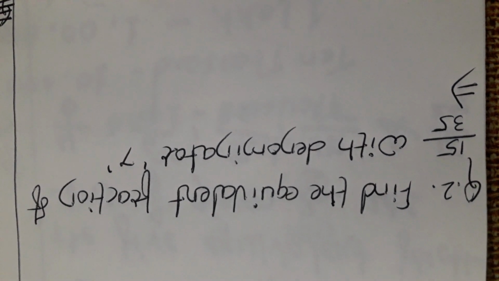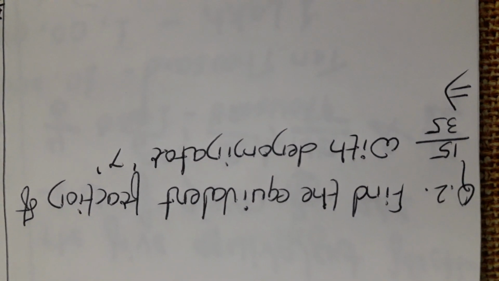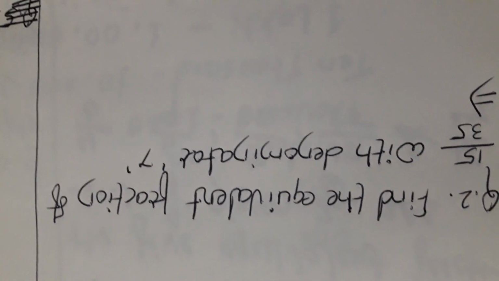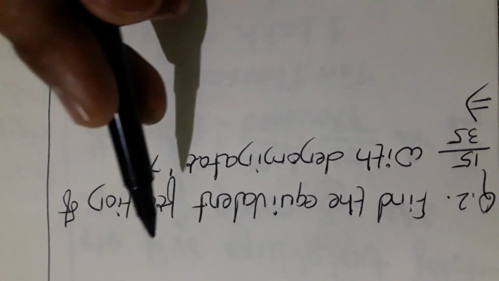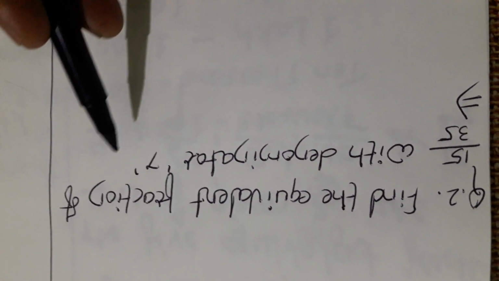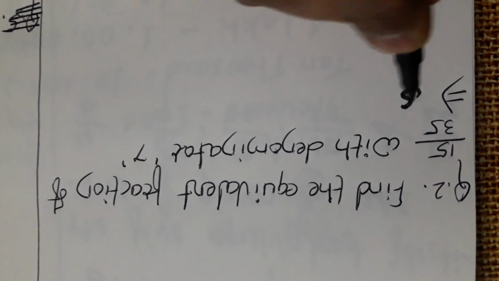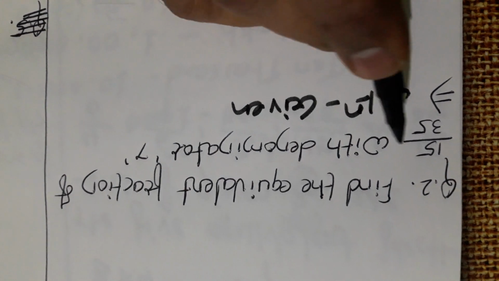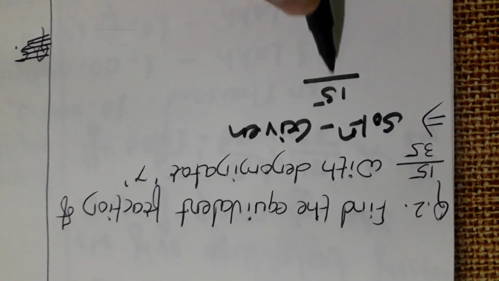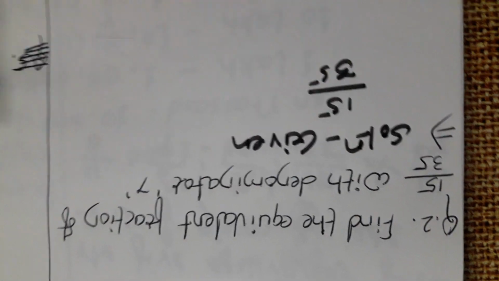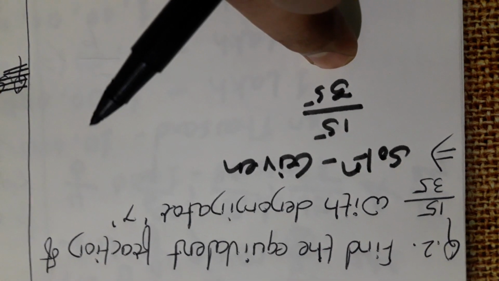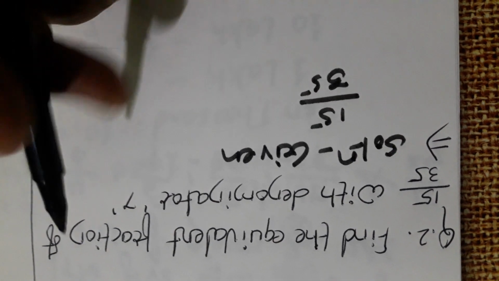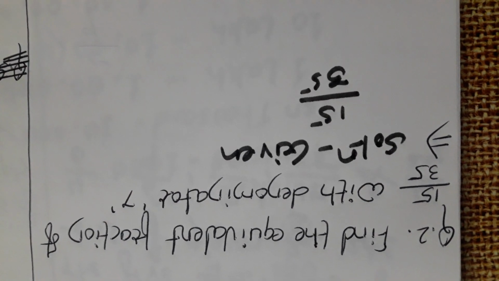Find the equivalent fraction of 15 upon 35 with denominator 7. This is very important. In the previous question the numerator was there, now here the denominator is there. Okay, first of all I will write the solution. What is given? 15 upon 35. This is the given fraction. Now we have to find the equivalent fraction of this given fraction whose denominator is 7.